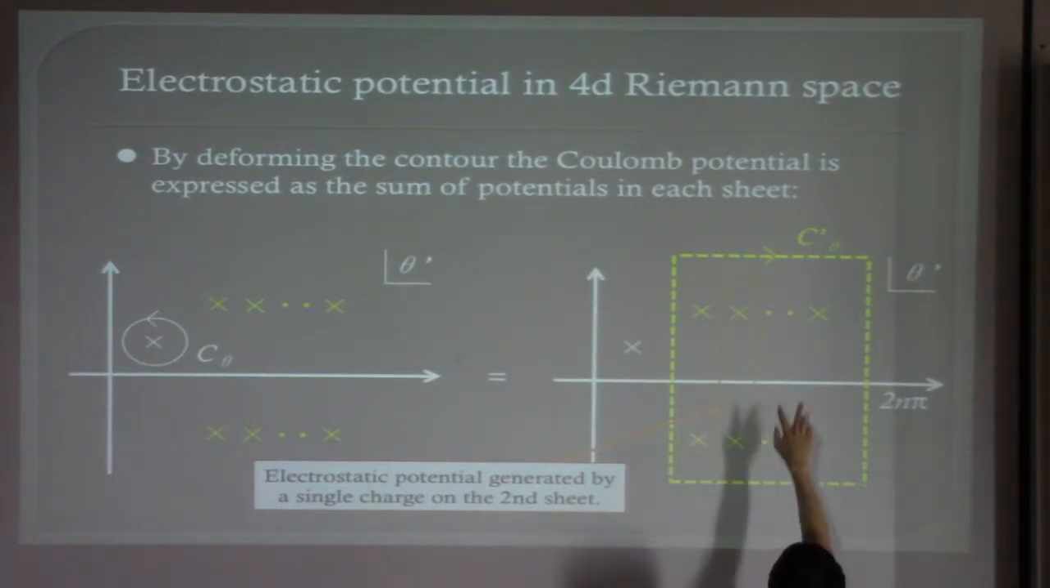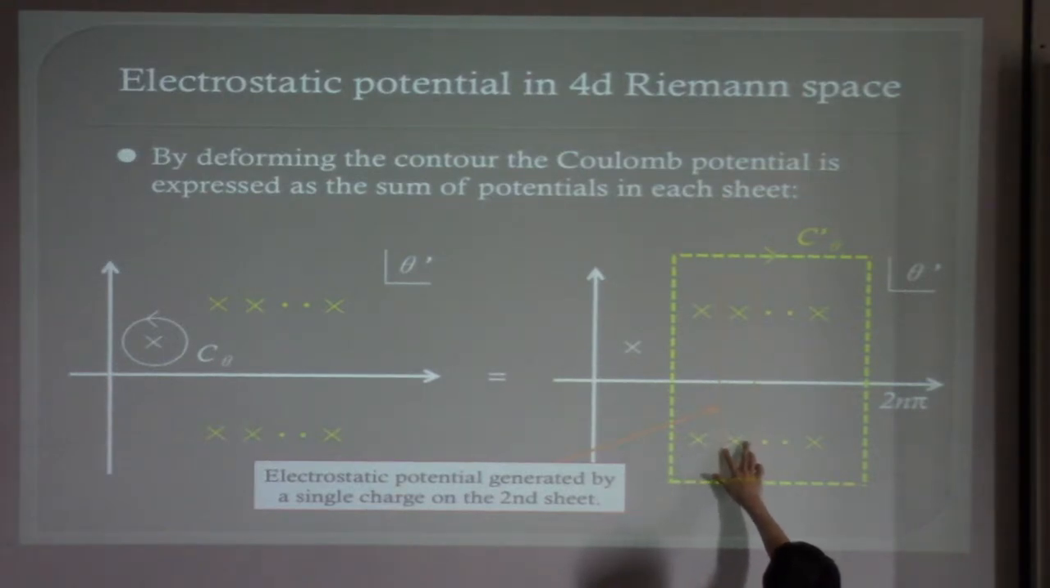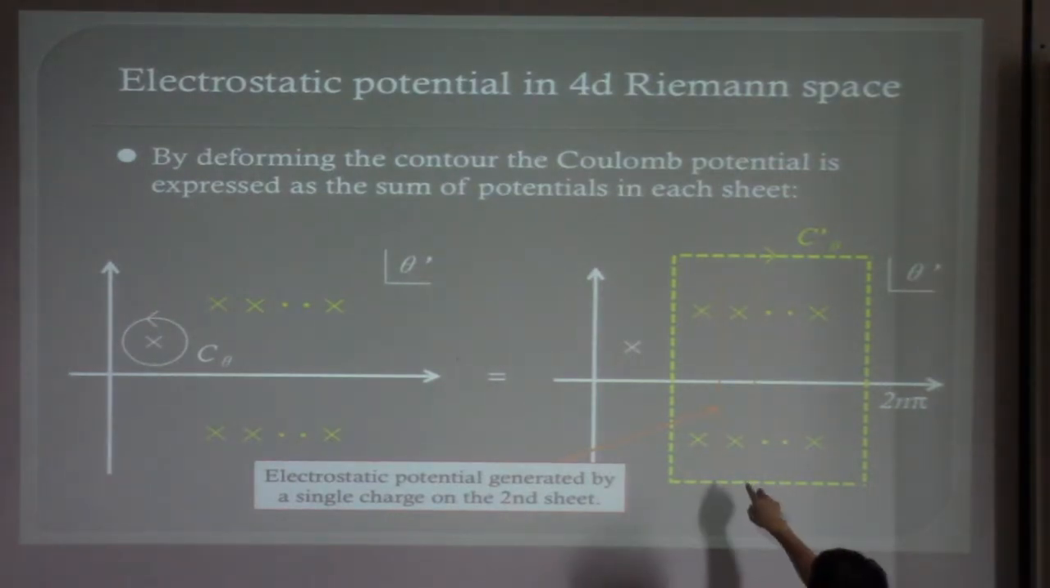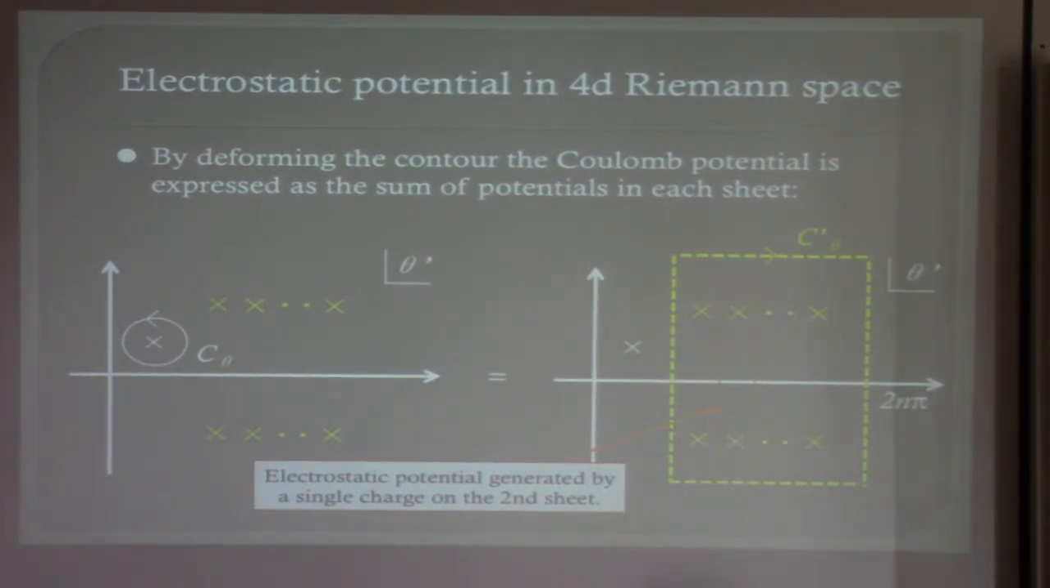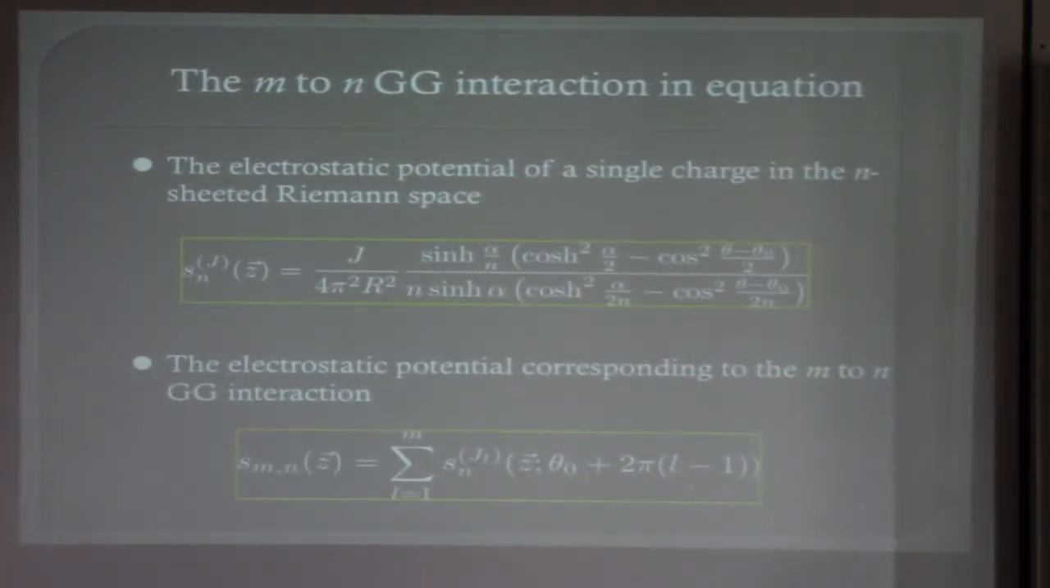There are pairs of poles in the upper and lower half planes. So each pair, for example this pair, corresponds to the potential in the first sheet, and this corresponds to the electrostatic potential in the second sheet, etc. So this Coulomb potential is a sum of all these non-trivial functions. And you can work it out, and this is the answer. So this is when you put a single charge in this Riemann space, and this is the potential in the nth sheet of the Riemann space.